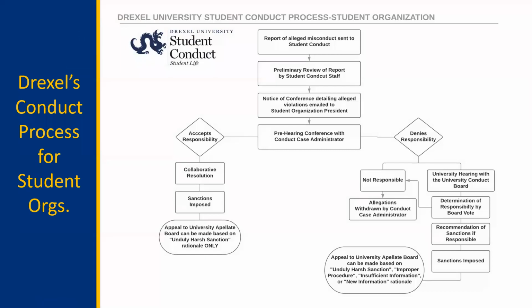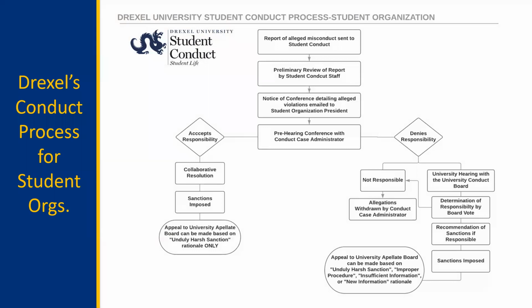This outlines the Code of Conduct process for student organizations. First, a report of alleged misconduct is sent to student conduct. The office conducts a preliminary review of the report, and the student organization is noticed of conference via email. The student organization then goes to a pre-hearing conference, during which one of two things can happen. First, the student organization can accept responsibility, which transitions the meeting into a collaborative resolution, where sanctions are imposed and the organization has the right to appeal based on unduly harsh sanctions.